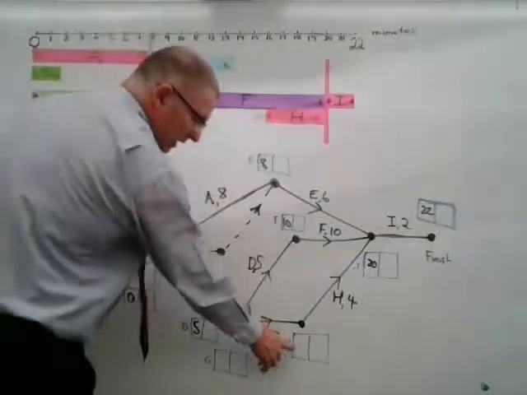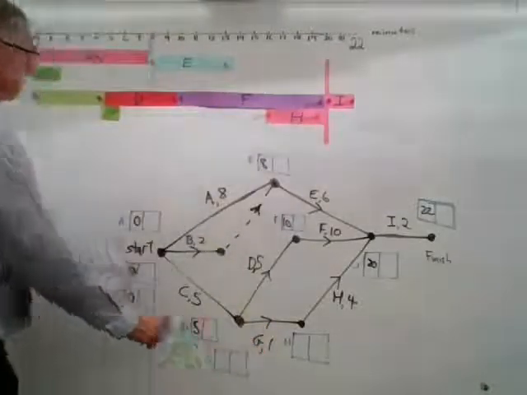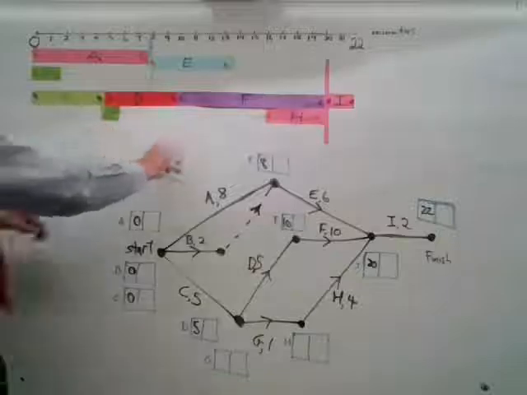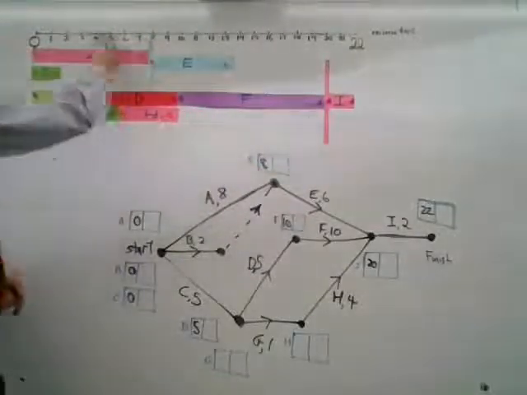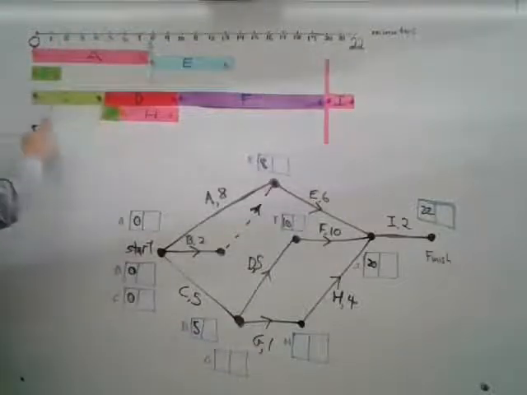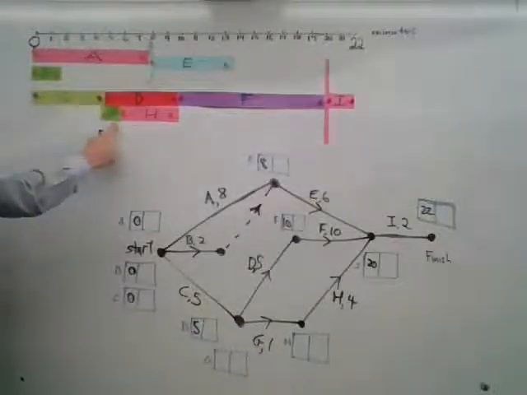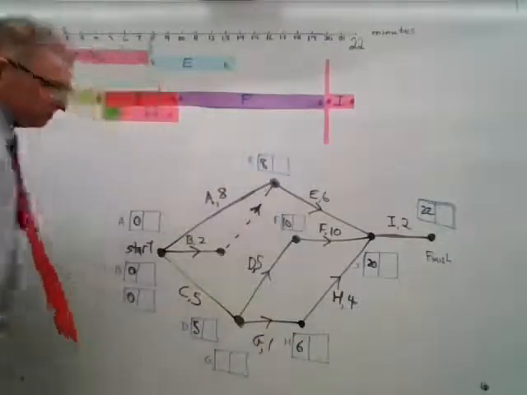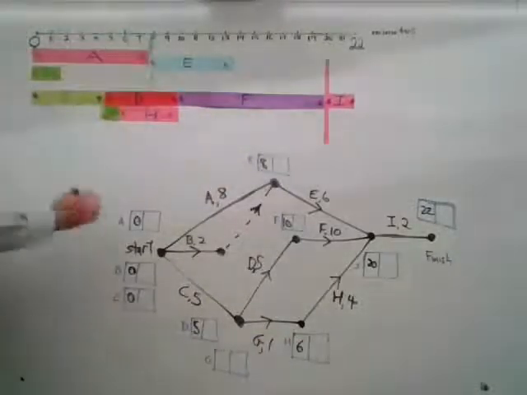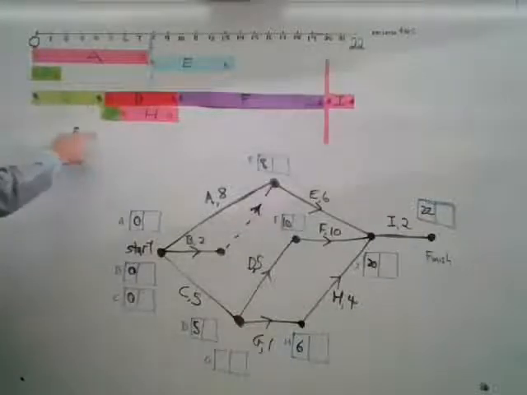Activity H down here has to wait for activity G to finish. The earliest that activity H could start is at the 6-minute mark. 5 minutes for C, 1 minute for G. H could start there at the 6-minute mark. The earliest that G can start is at the 5-minute mark.